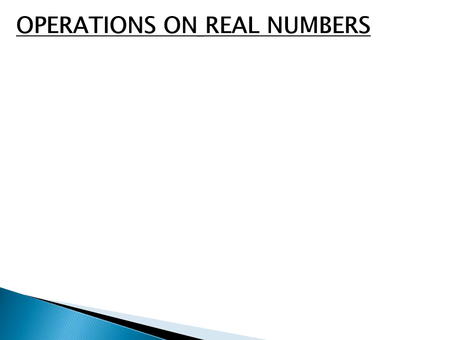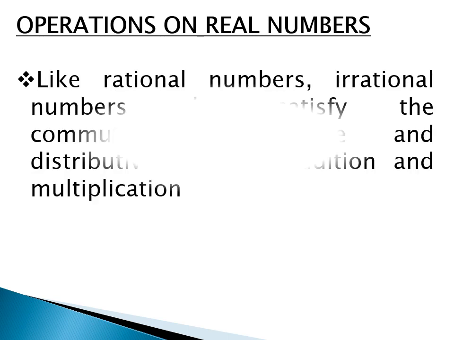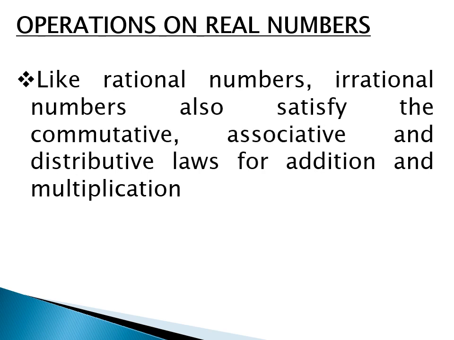Next topic, operations on irrational numbers. Operations mean addition, subtraction, multiplication and division. Real numbers means either rational or irrational. What are the conditions we are getting here? Like rational numbers, irrational numbers also satisfy the commutative, associative and distributive laws for addition and multiplication. Here also, like rational numbers, the two operations satisfying are addition and multiplication.